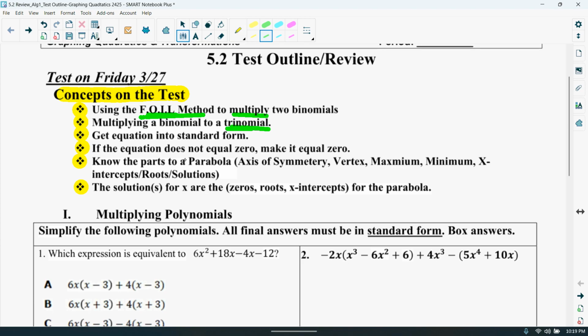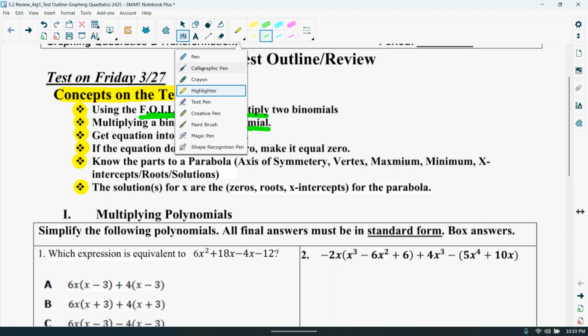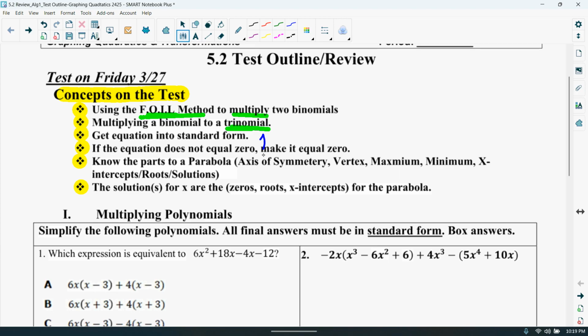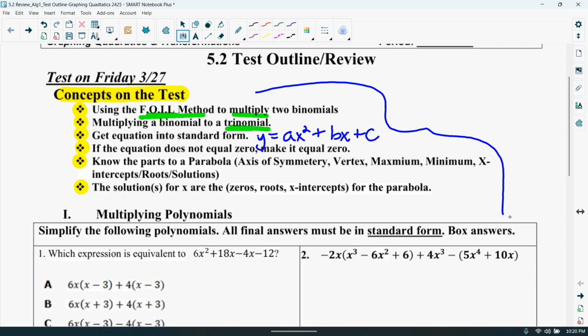We need to remember how to get the equation into standard form. The standard form is when the equation is y equals ax squared plus bx plus c. Remember, it has to equal 0. So if the equation doesn't equal 0, can you put it into 0? That's what we were just working on. And make sure you know the parts of your parabola. So this information here, make sure you have it memorized. You can make yourself some flashcards, ask yourself some questions.